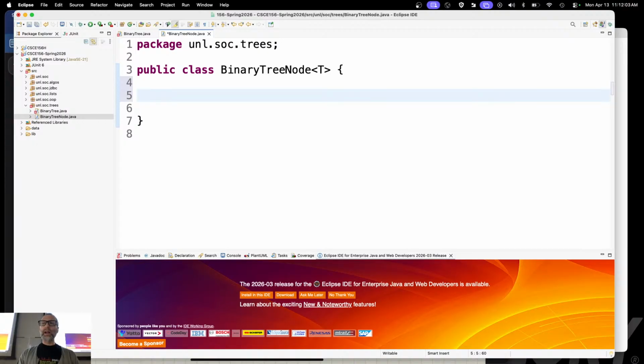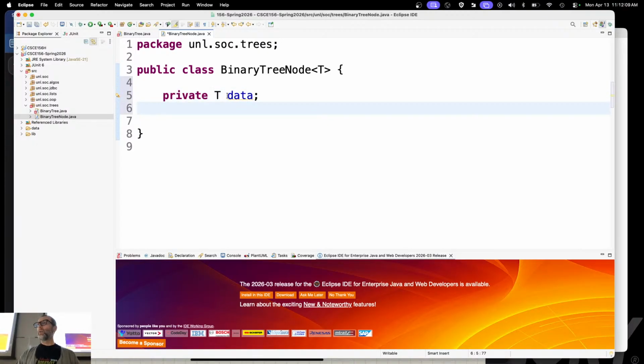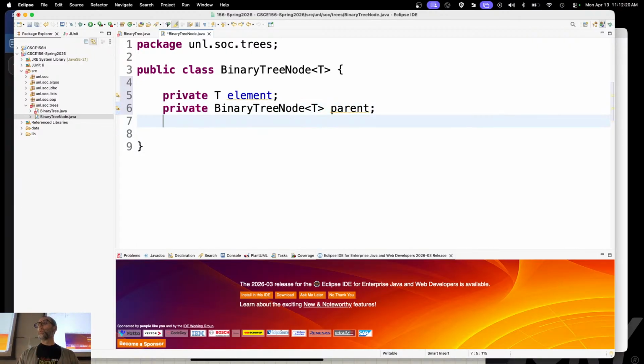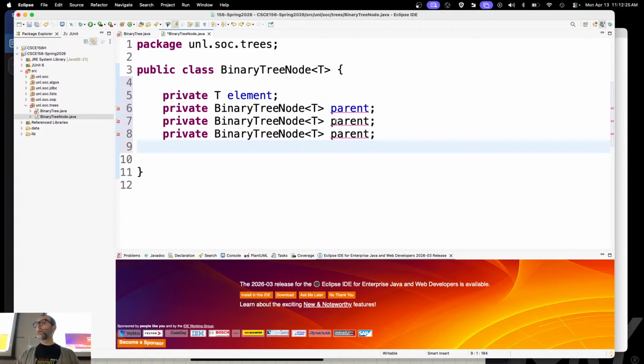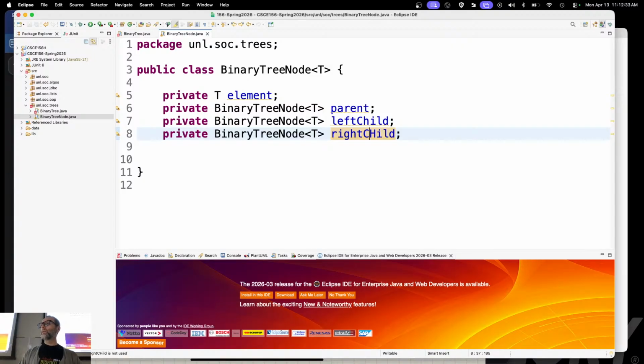It's going to have an item, that actual data, private T data, or item or element or whatever you want to call it. In fact, I like element a little bit better. It also is going to have a reference to the parent: private BinaryTreeNode parent. And it's going to have a reference to its left child and its right child. I'll call them left child and right child. Right. And there is the start of our design for a binary tree. We'll get to search trees later, but a binary tree in Java.